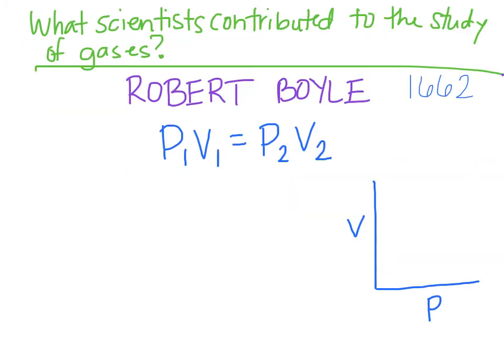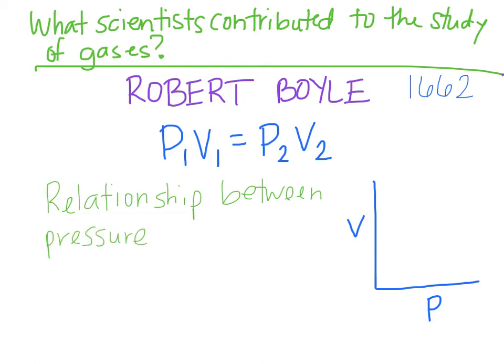So in this video, we're going to go over three scientists that contributed to the study of gases. And the very first of those scientists was a man named Robert Boyle, and he did his study in 1662. And what he did was he observed the relationship between pressure and volume. And so you can see the formula for Boyle's law is P1 times V1 equals P2 times V2. That basically means the initial pressure times the initial volume equals the final pressure and the final volume.